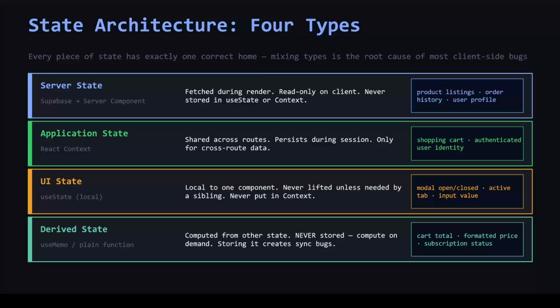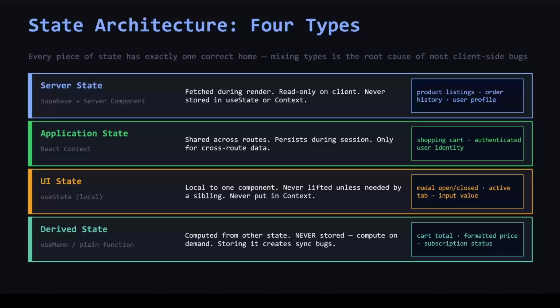And we have UI state. The owner is useState, local to one component. Never lifted unless a sibling needs it. Never put into context. Examples of this are a modal open or closed, an active tab, the current value of an unsubmitted text input. So we also have derived state.